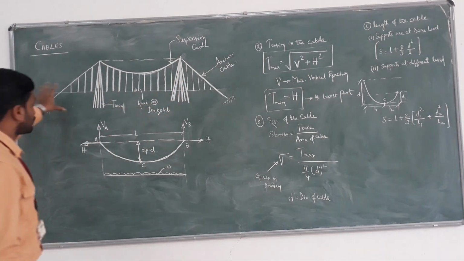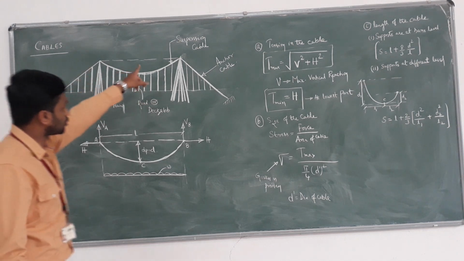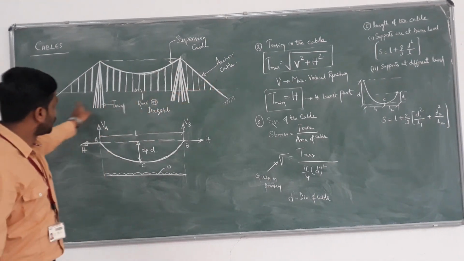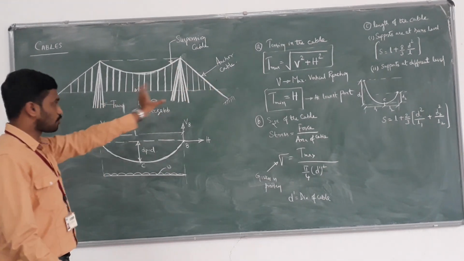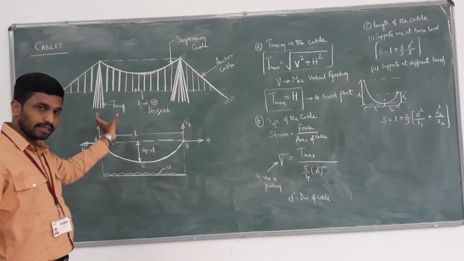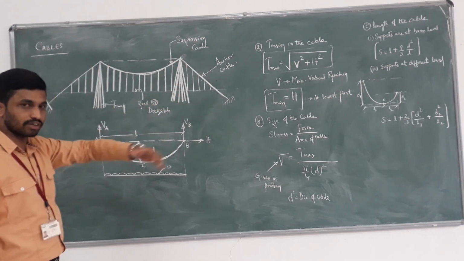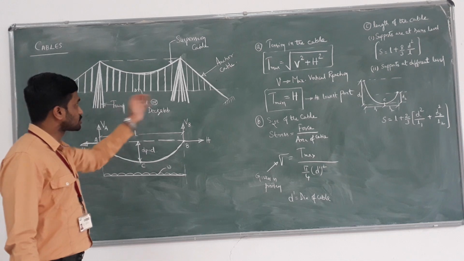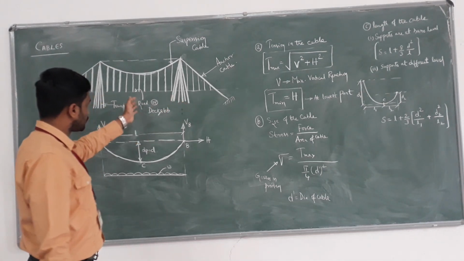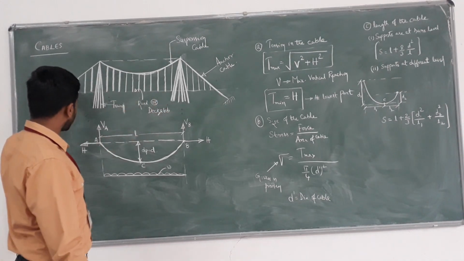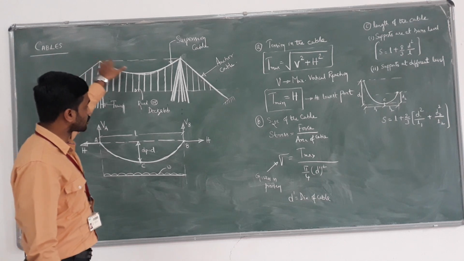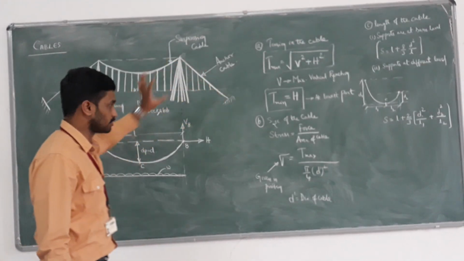Here we have different things like the suspension cable and the anchor cable. It is used for a long span over an obstacle, like a road or a river. So we are going to construct a bridge. Here we have the roadway, and the structure is supported by the cables, different types of cables.